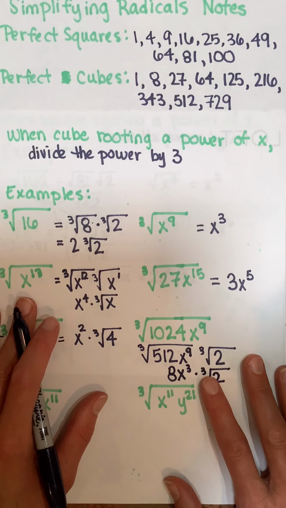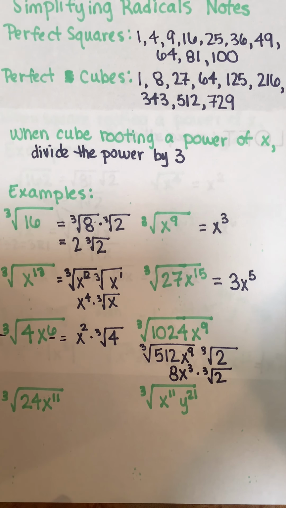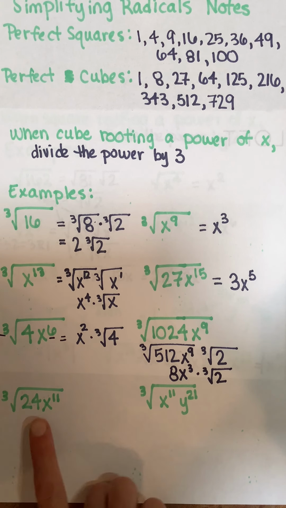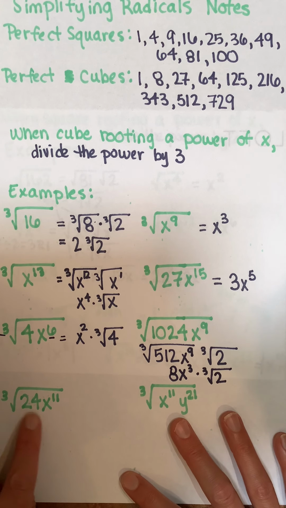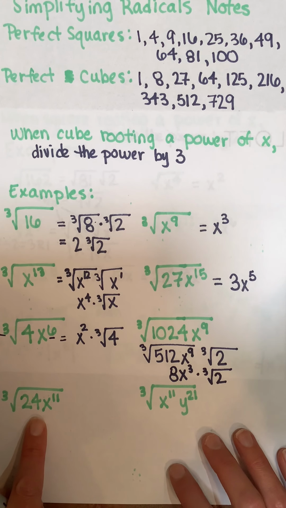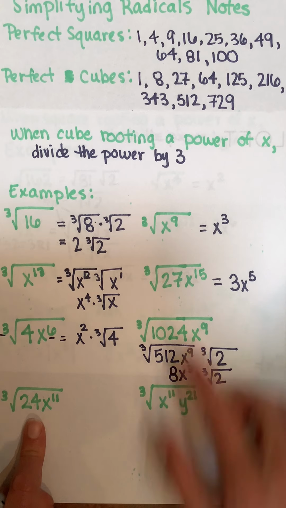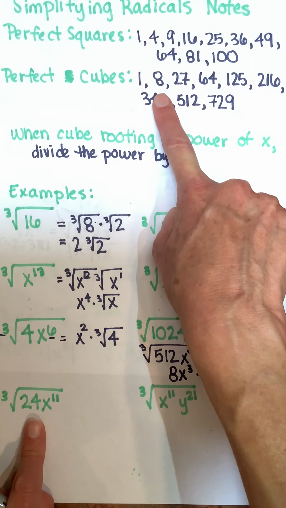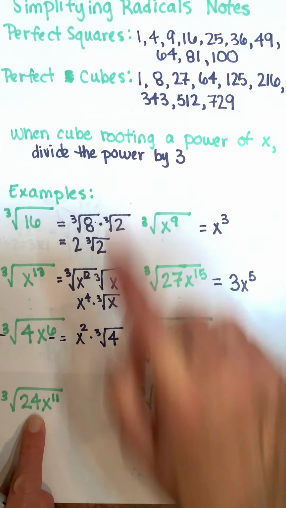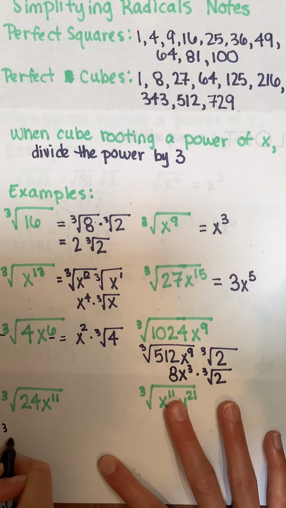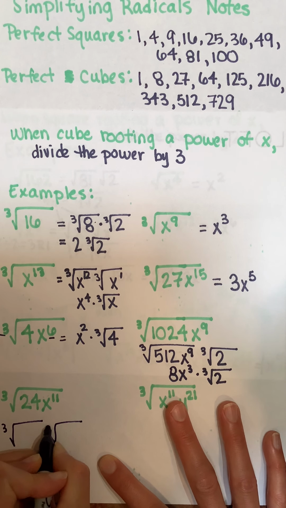Almost done. Last lesson of the year. Okay, this guy. Is 24 a perfect cube? It is not. It's not on my list of perfect cubes. 8 is, so I'm going to factor out an 8 because 8 is a factor of 24. 8 times 3.